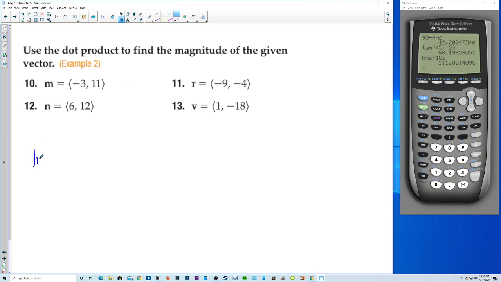Use the dot product to find the magnitude of the given vector. So the magnitude of m squared is equal to m dot m. And we end up doing part of the Pythagorean theorem because we're squaring x and we're squaring y. So 9 plus 121, that's going to be 130. Now that's the magnitude squared. So the magnitude is the square root of 130.